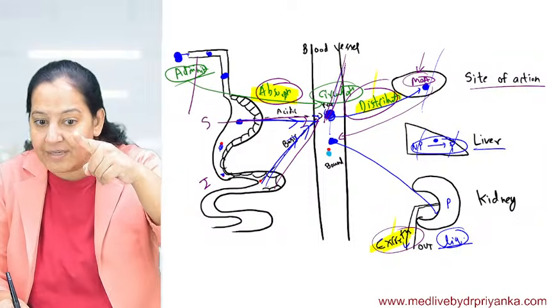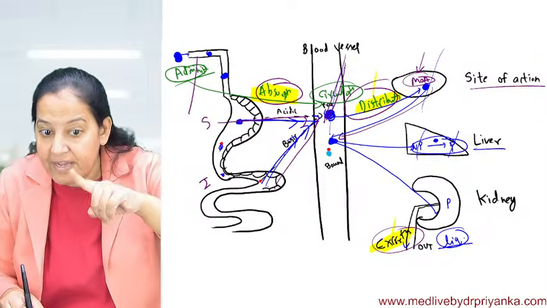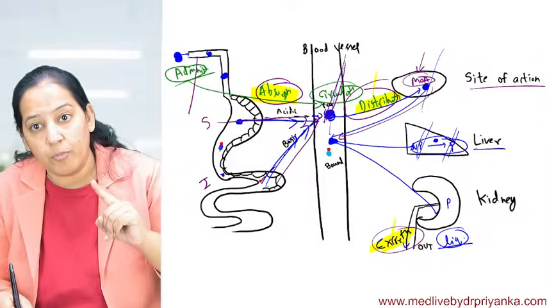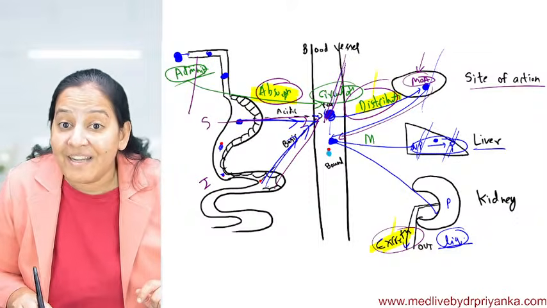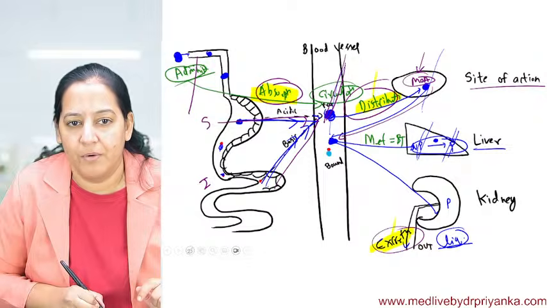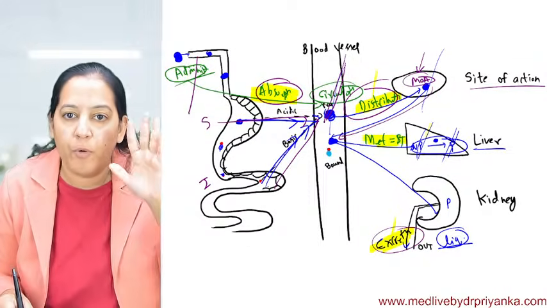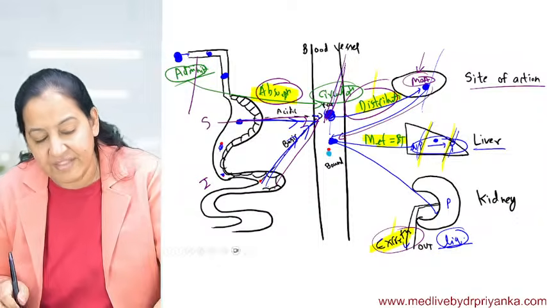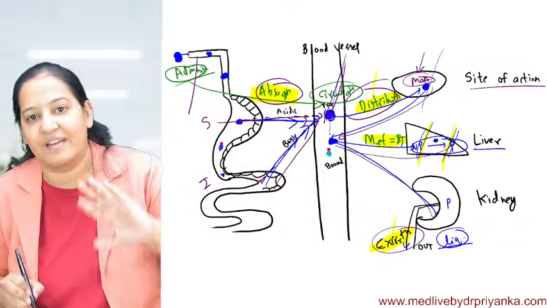So from the site of action, first it goes to the blood. If it is non-polar, it will go to the liver. In the liver, it will get converted from non-polar to polar. And this step is known as metabolism or biotransformation. What is biotransformation and metabolism? It is the conversion of a non-polar drug to a polar drug. After that, this drug again comes in the blood. Via blood, it will go to the kidney, and from the kidney, it gets excreted.